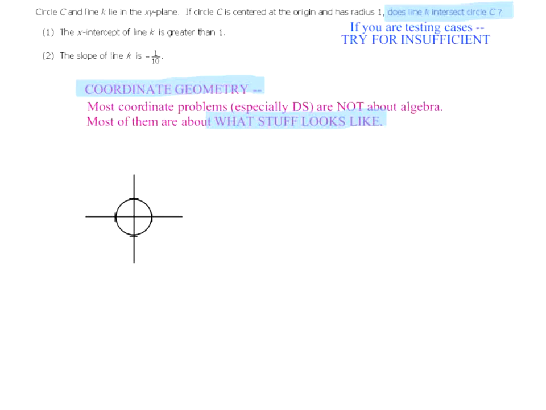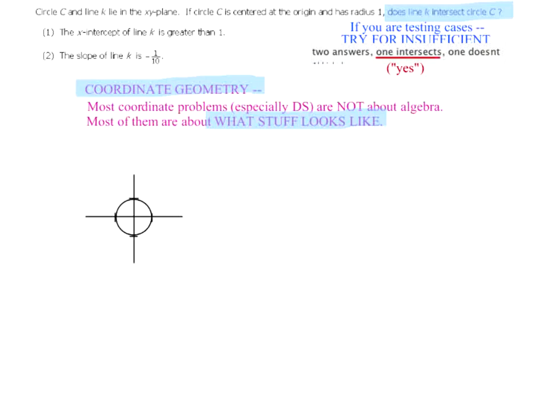So make sure you understand what the task is. The task is to get 2 different answers to the problem. The problem is, does line K intersect the circle? If it does intersect the circle, that would be a yes to the question. And if it doesn't, that would be a no. You're trying to prove that there are 2 different answers.